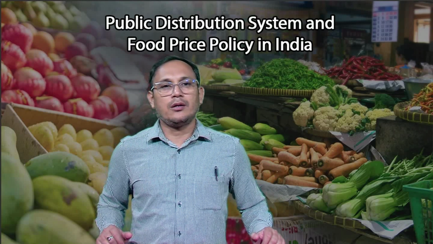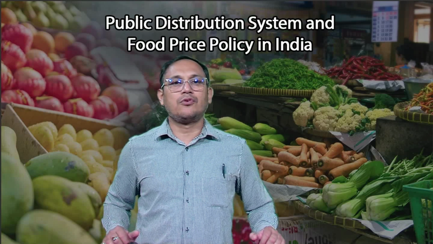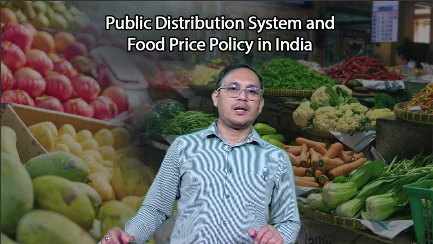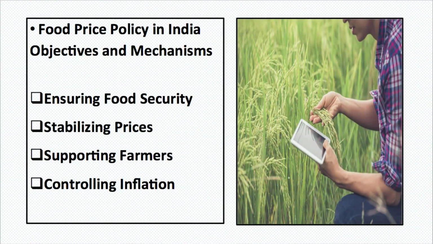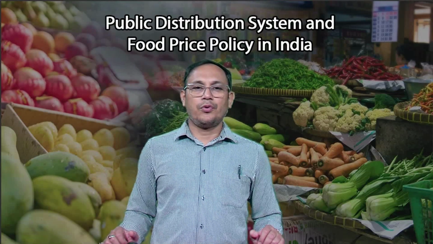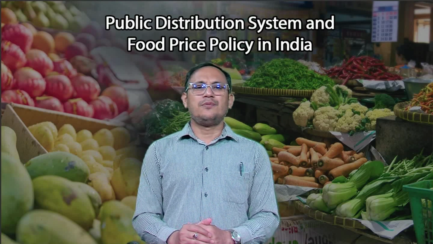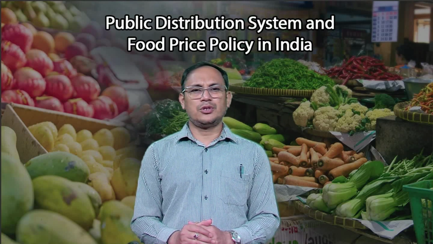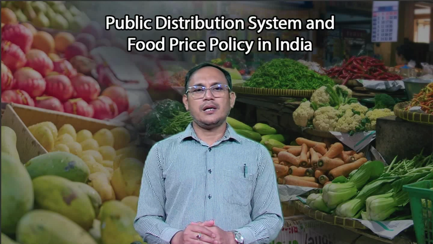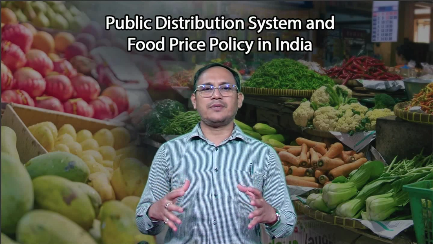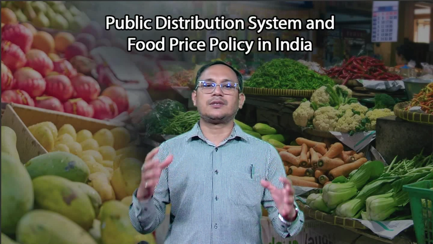There is another important objective of food price policy in India, which is supporting farmers. It is the farmers who provide us all the food grains. We are fully dependent on the farmers for our survival, but still, if you see the condition of most of the farmers in India, most of them are living at a subsistence level.